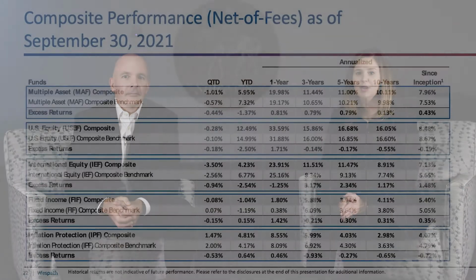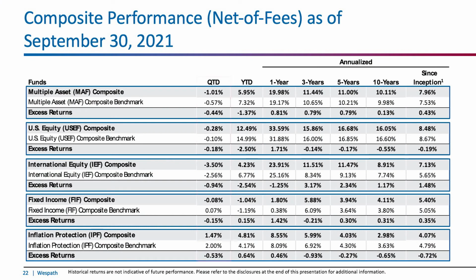The next chart shows the net of all fee performance of the individual Wespath fund composites versus their respective market indices. As Joe noted at the beginning of his update, since we are GIPS compliant, we will be showcasing the composite returns during the webinar, which reflect the combined performance of the I series and P series funds. When I move on to talk about the attribution of each fund, I will then focus specifically on the I series. Looking at the first column, it showcases the third quarter performance results.